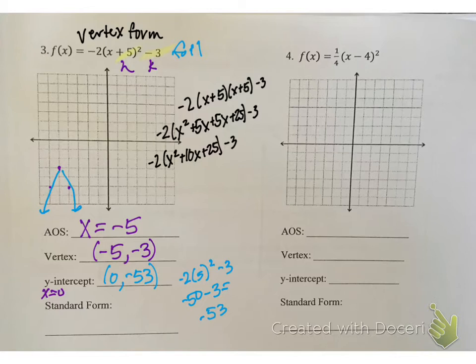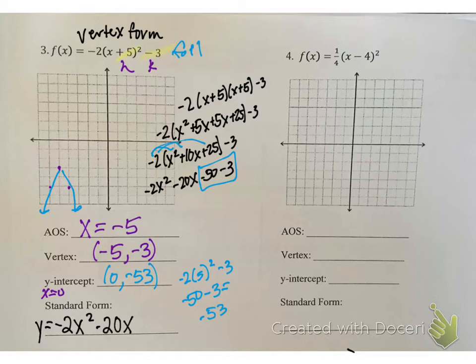Now I'm going to distribute the -2 to all 3 terms. So I would write this as -2x squared minus 20x minus 50 minus 3. From there, I can combine these two terms together. So that would get me y equals negative 2x squared minus 20x minus 53.